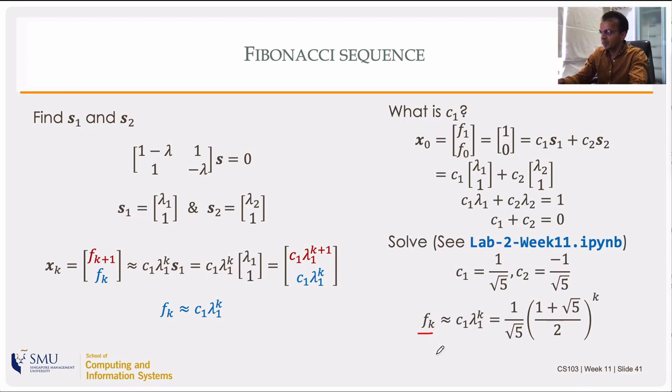So fk, the kth Fibonacci number, is 1 by square root of 5 coming from c1, and lambda 1, the golden ratio, to the power k. So I have an expression there for the kth Fibonacci number, a numeric expression, which depends only on k. And this is actually surprisingly extremely accurate. By the time you reach the fifth Fibonacci number or something like that, you will see that the error in the approximation is a few parts in a million. It is very, very accurate.